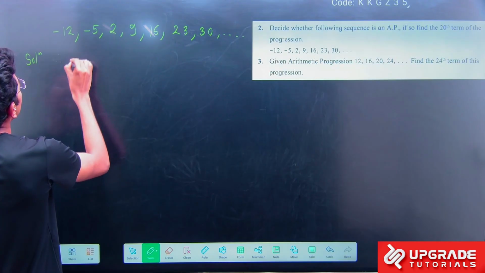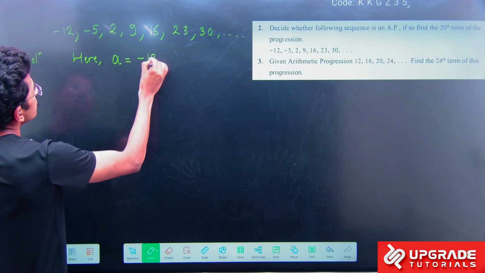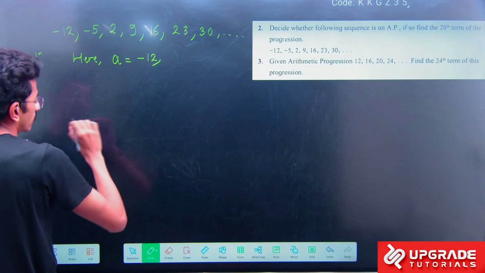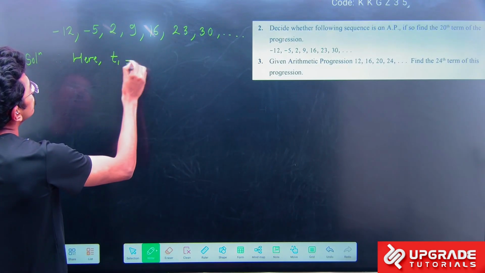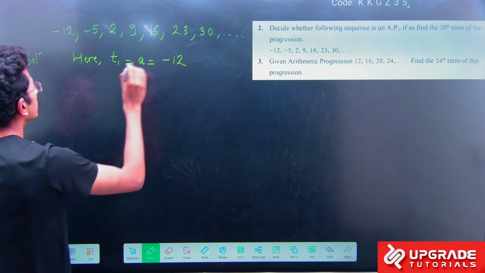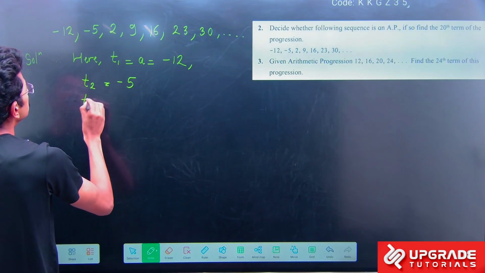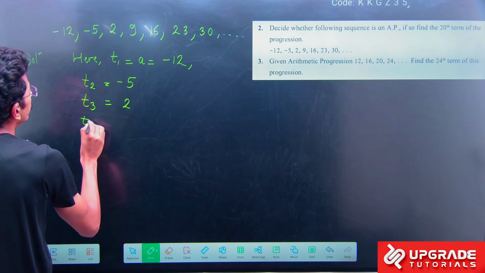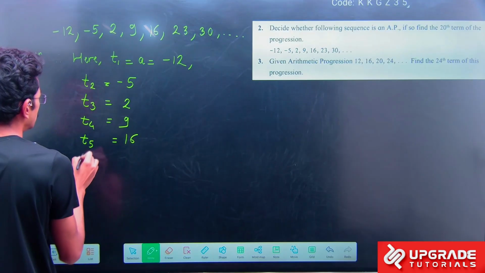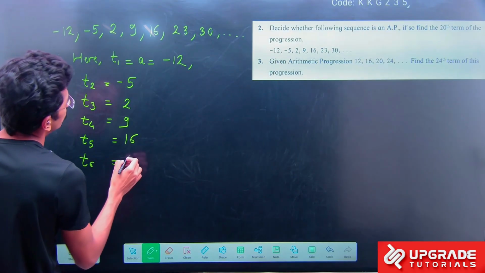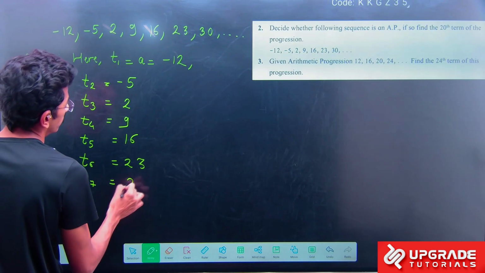Therefore, here, let me correct, T1 is equal to A is equal to -12, T2 is equal to -5, T3 is equal to 2, T4 is equal to 9, T5 is equal to 16, T6 is equal to 23 and T7 is equal to 30.